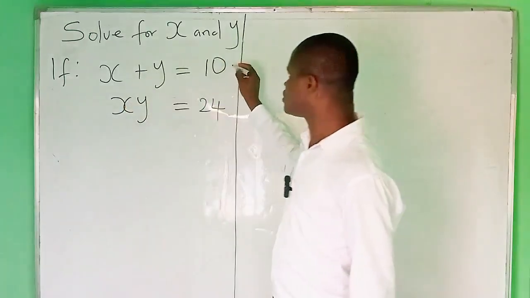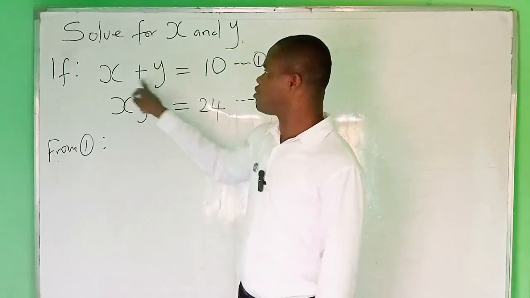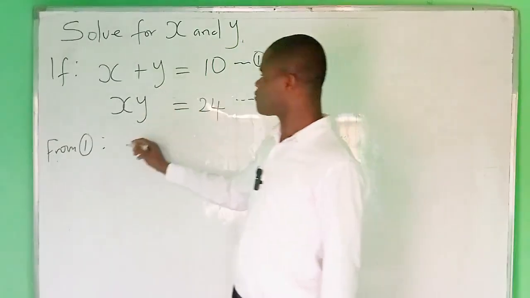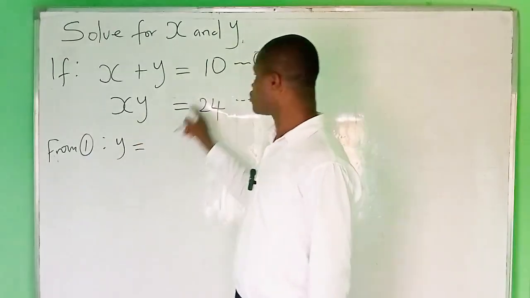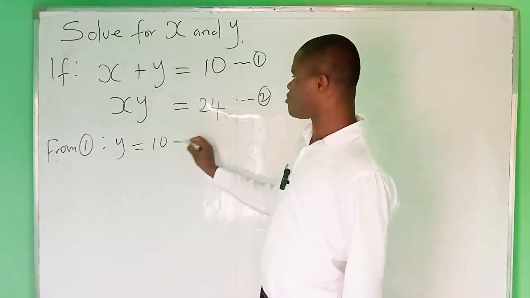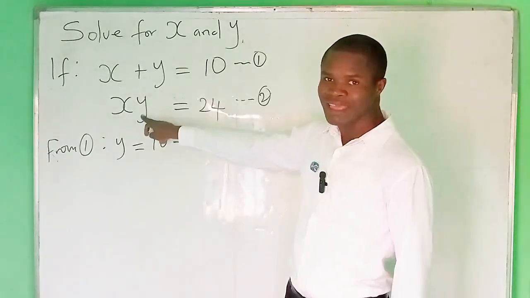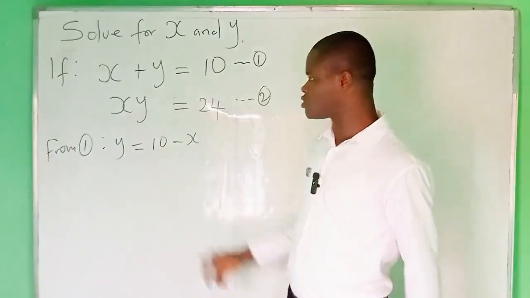So let's call this equation 1 and let's call this equation 2. From 1, making y the subject. So y is equal to 10, move this x across, it becomes minus x. I'm going to use 10 minus x to replace y in this equation number 2.